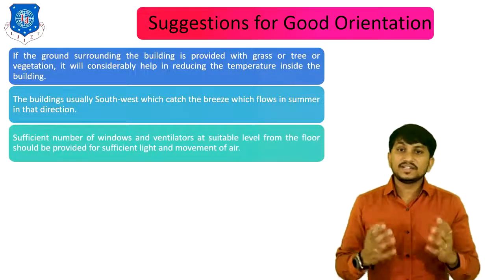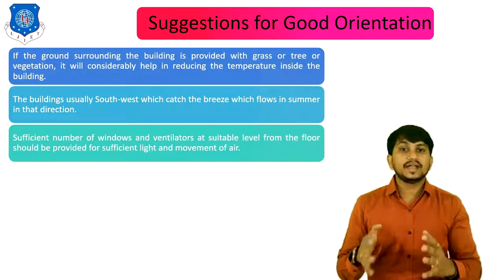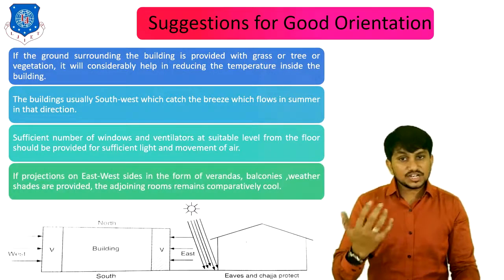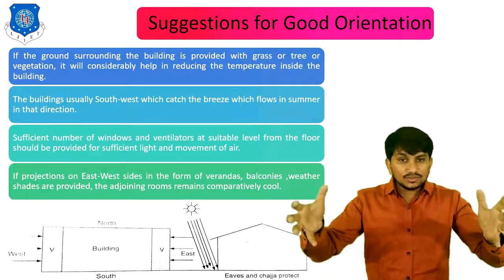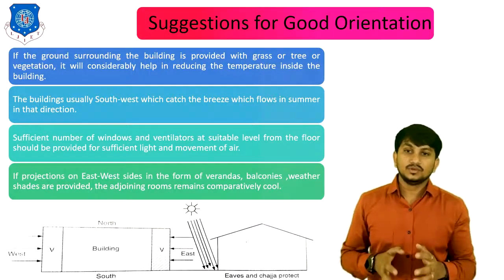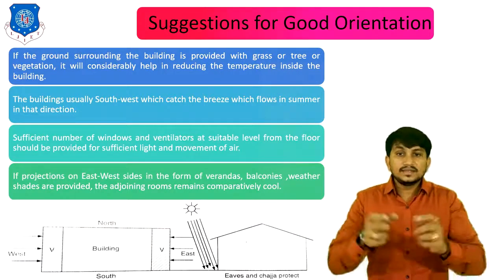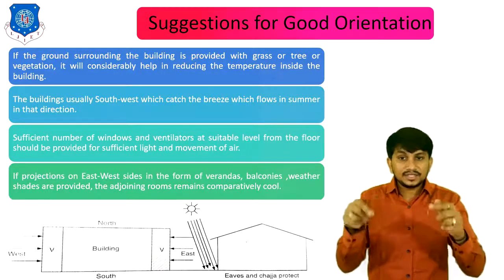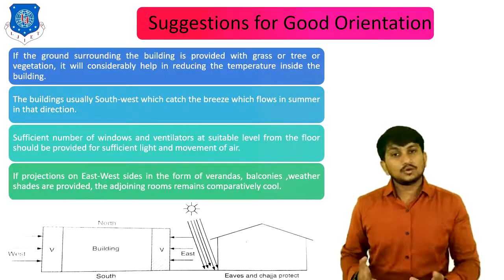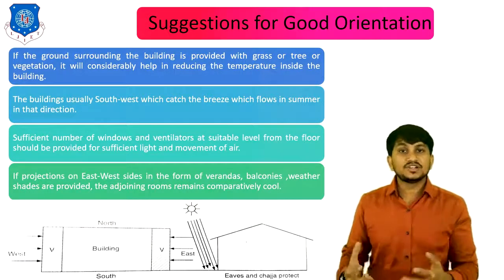Sufficient number of windows and ventilators at suitable level from the floor should be provided for sufficient light and movement of air. If projections on east and west sides in the form of verandas, balconies, and weather sheds are provided, the adjoining rooms remain comparatively cooler. You can clearly see in this figure that the verandas are provided at the boundary of the building, which reduces the overall heat in the interior part of the building. Or you can provide a number of shades and chhajja to reduce the overall temperature in the building.